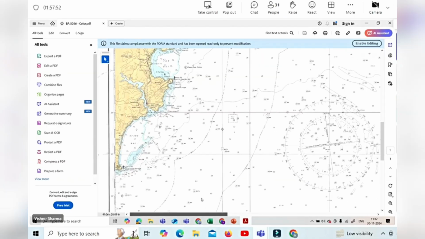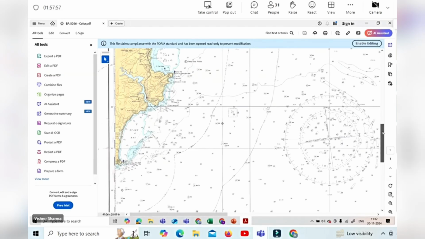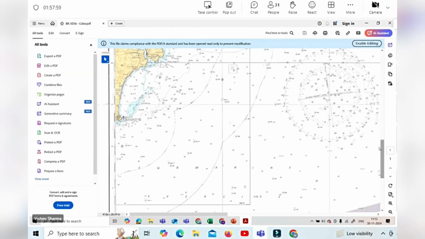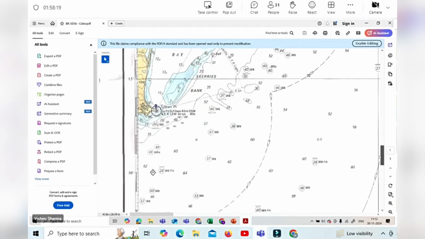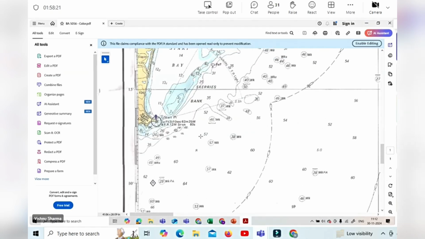Start Point. Okay, let me just see. Is it an obscured sector or what is it? What is Start Point saying? Oh, okay. This is flashing red. No, this is only flashing red. Group flashing 3 will be seen all along. So, okay, guys.